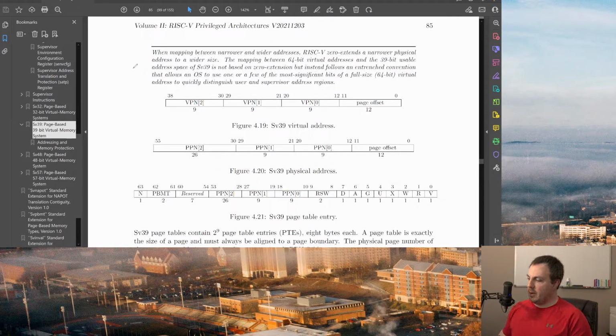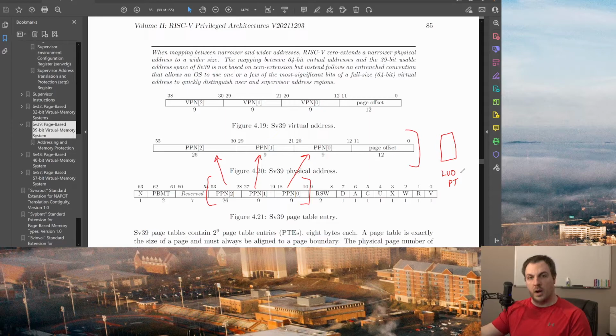So let's assume that we saw they're all 3 zeros. Once again, we're going to look at PPN 2. We're going to move that into place, PPN 1 into place, and PPN 0 into place. And that will point to yet another page table. This is the level 0 page table. Now we are required to have a leaf at level 0. That means either the R, the W, or the X bit must be set to 1.